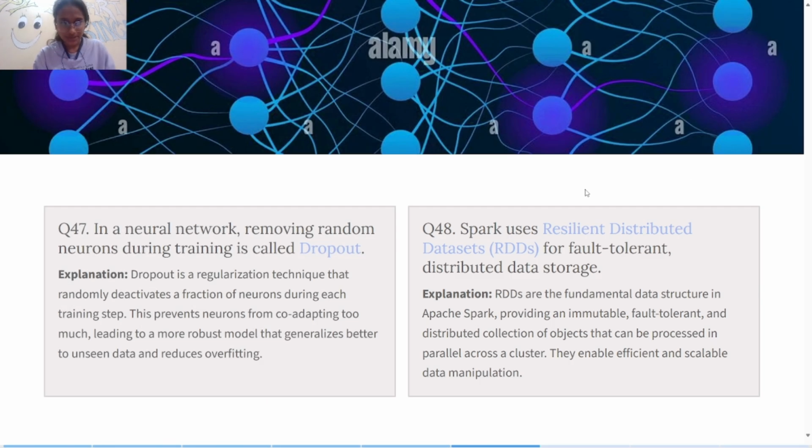So now the next question, question number 47. In a neural network, removing random neurons during training is called what? Dropout is a very famous regularization technique. During training, we randomly turn off some neurons. This forces the model to learn more robust patterns and prevents overfitting.